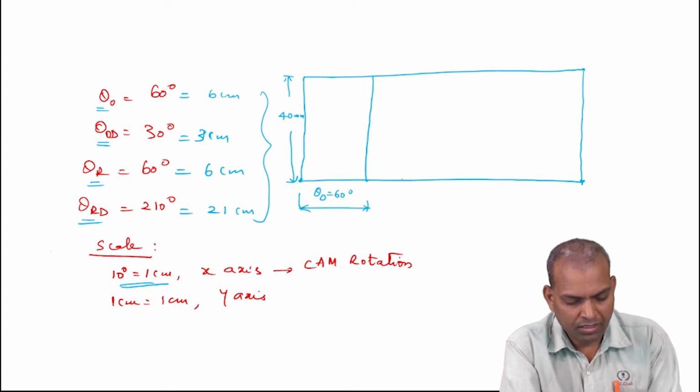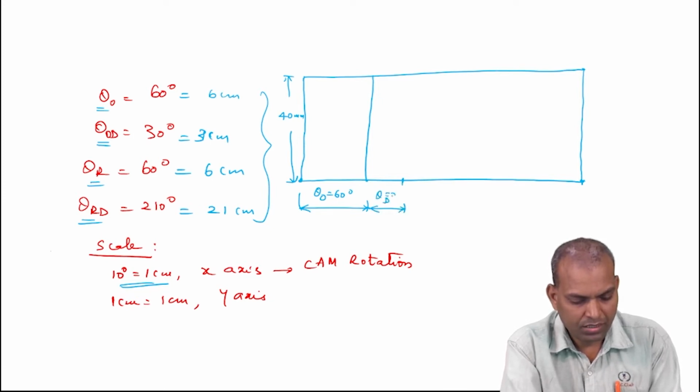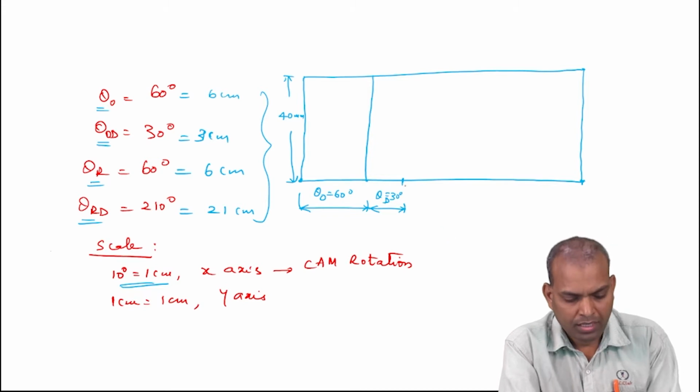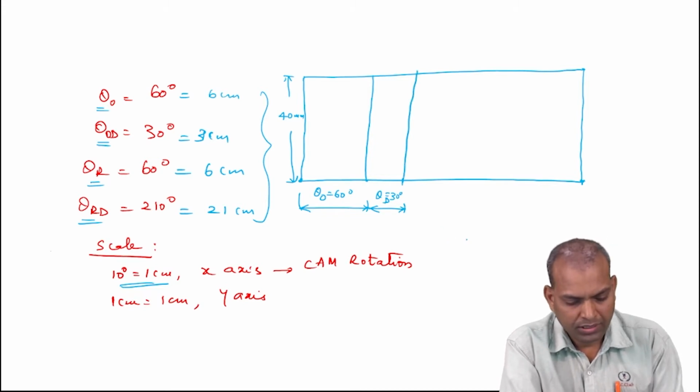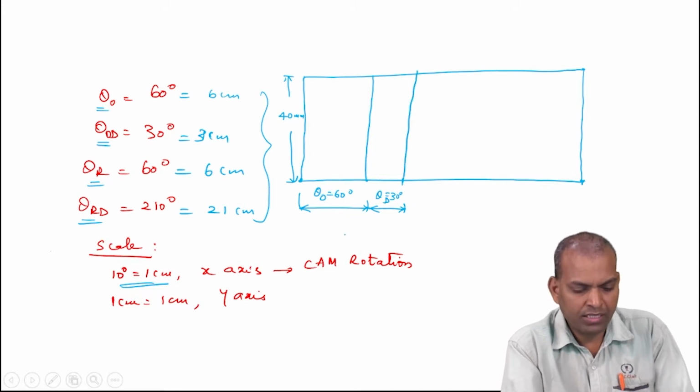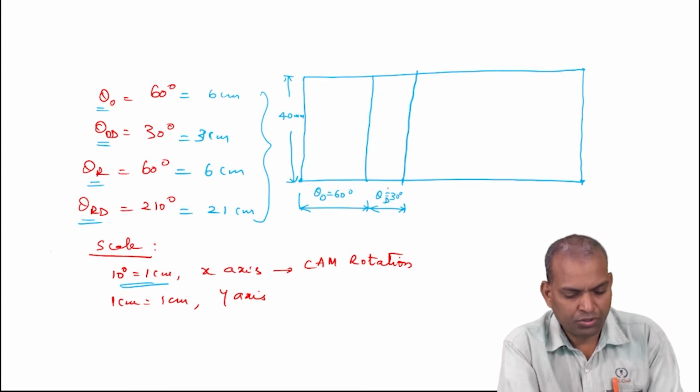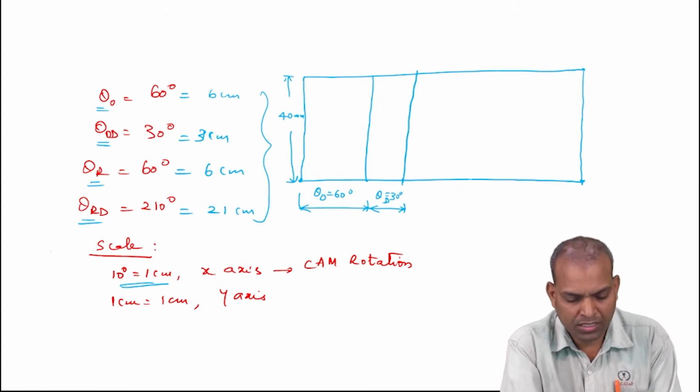And it is a dwell, theta D, that is 30 degrees. Next, the return stroke is 60, that means 6 centimeters. That is theta return, that is 60 degrees.